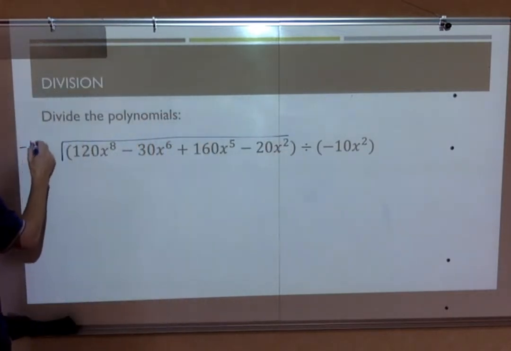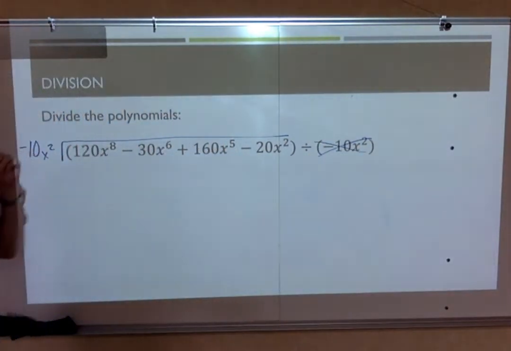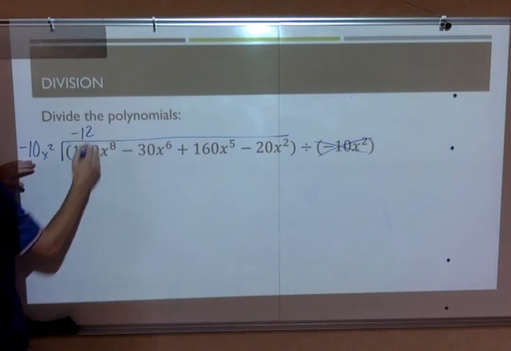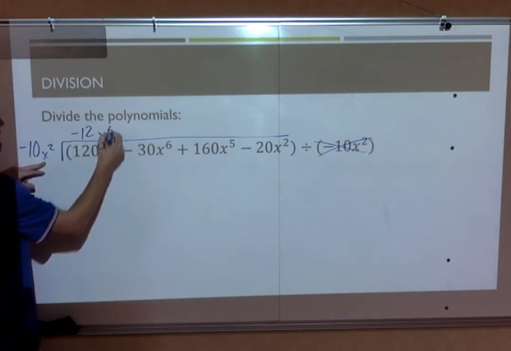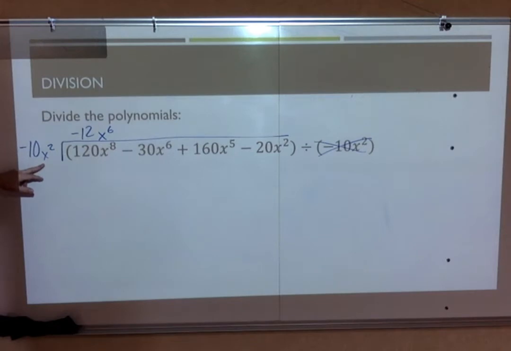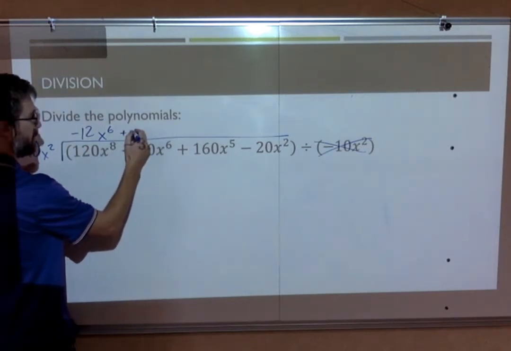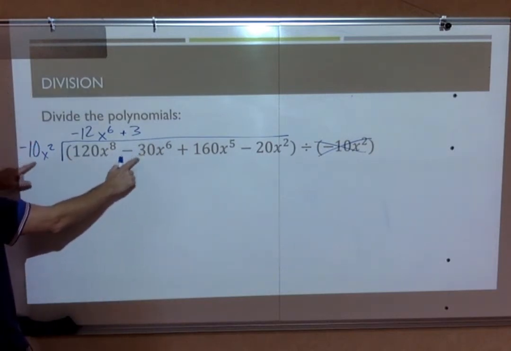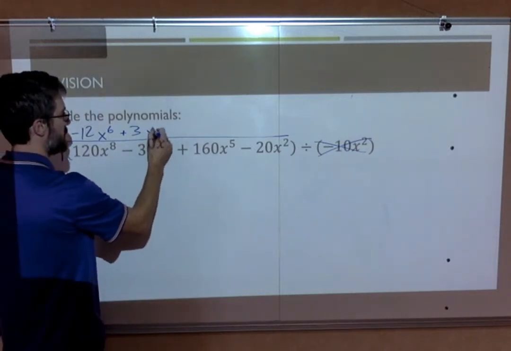All right, so negative 10x squared. I'll just cross that out. Positive 120 divided by negative 10 is negative 12. X to the 8th divided by x squared is x to the 6th, right? You subtract the exponents. Negative 30 divided by negative 10 is a plus 3, right? It changes the sign, and 10 goes into 30 three times. Then x to the 6th divided by x squared is x to the 4th.